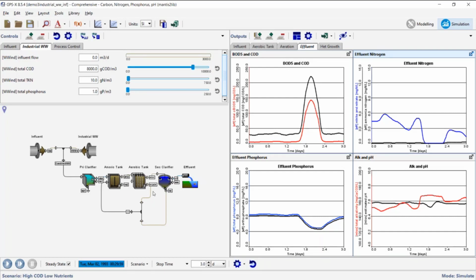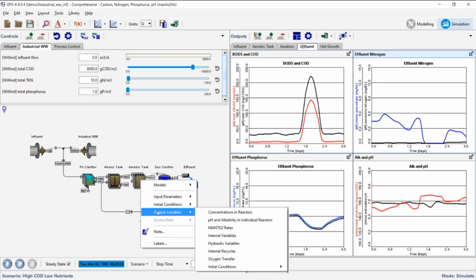When I was setting up this example, I was actually playing around with a menu, and I'm just going to point it out to you in case you're a GPS-X user and you've never really dug through this one. If you go to the output variables menu, these two menus are kind of like some internal variables that we are calculating along the way. And they actually can be quite interestingly diagnostic.